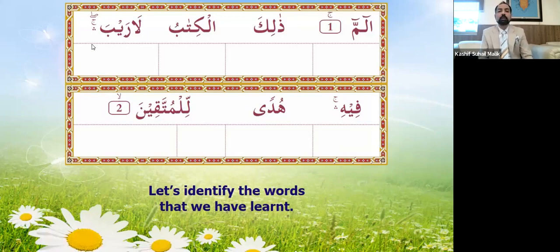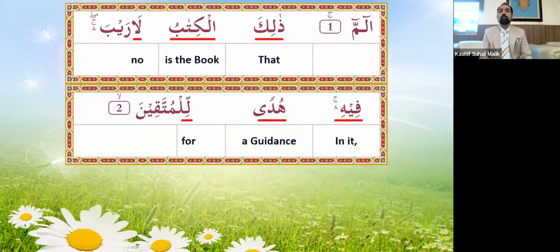Now let's look at the words which we already know, and then we'll explore the other words. These are the words we already know. We know zalika is that, al-kitab is the book, la is no, fi in it, hudan guidance, lil muttaqin. Li is the same li, lahu lahum laka li, lakum lana. You remember we did lillahi, alhamdulillahi. So this is the same li, lil muttaqin. Now the only two words left here are alif lam mim and muttaqin.